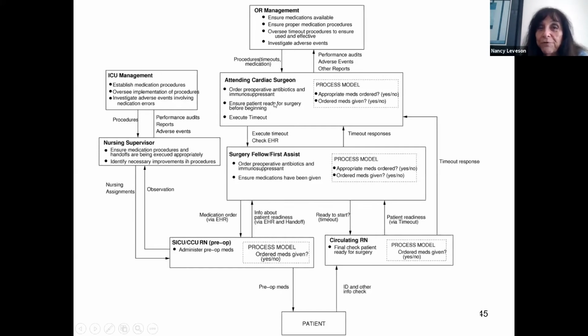Ensure the patient's ready for surgery before beginning, and execute this timeout, which I'll explain in a second. There's also a nursing supervisor that oversees the nurses in the critical care unit, ensures that the medication procedures and the handoff are being executed appropriately, and identifies the necessary improvements in the procedures. I'm going to give you a hint before. This had happened before, multiple times, that the meds weren't given. So this wasn't a one-off. This wasn't a one-time event.